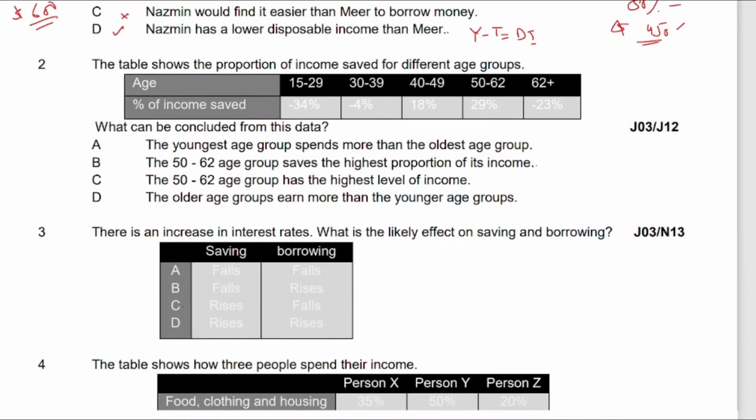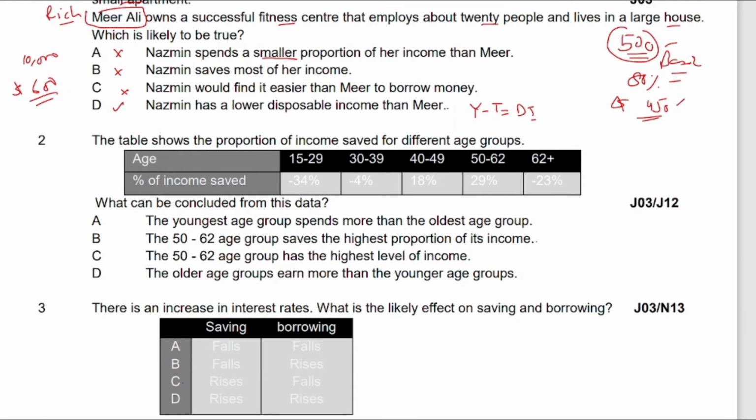Okay, so now coming to question number 2, and question number 2 says the table shows the proportion of income saved for different age groups. These are age groups, and this is the percentage of income saved. So during this age group, people, instead of saving, are dissaving. Their saving is negative, and this is also negative. Positive saving starts from here, and this is again negative. So it means that only these two age groups are saving their income. So the 50-62 age group is saving 29% of their income, and this age group is saving 18%.